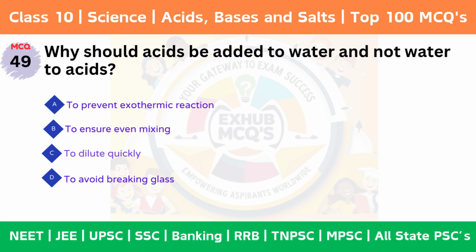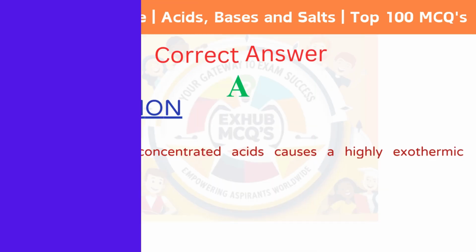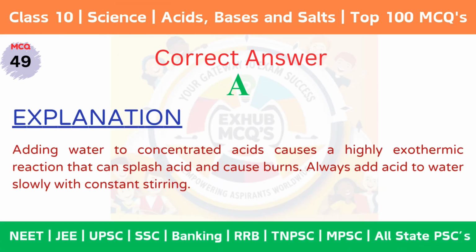MCQ 49. Why should acids be added to water and not water to acids? Option A, to prevent exothermic reaction. Option B, to ensure even mixing. Option C, to dilute quickly. Option D, to avoid breaking glass. The correct answer is option A, to prevent exothermic reaction. Explanation. Adding water to concentrated acids causes a highly exothermic reaction, which can splash the acid and cause burns. Always add acid to water slowly, with constant stirring for safety.